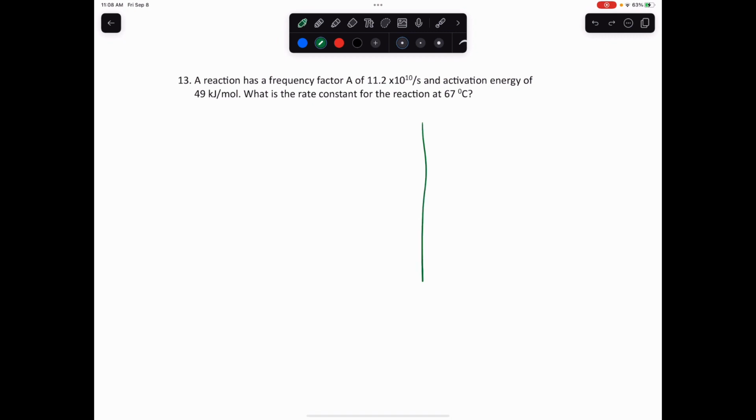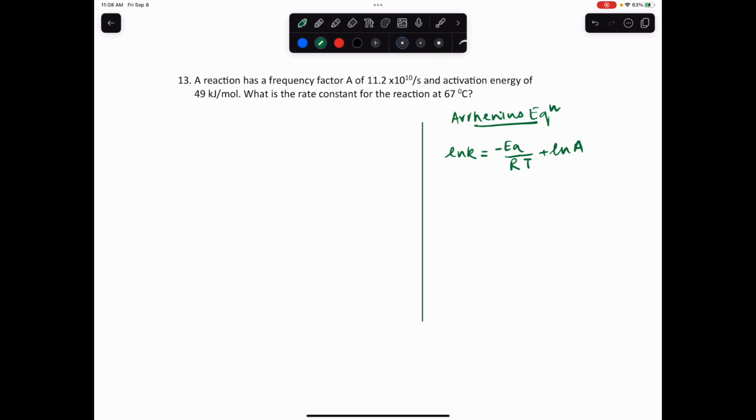So I'm just going to go ahead and, on the right-hand side, write the Arrhenius equation. The form we're going to use is the logarithmic form. So we have ln of k, the rate constant, is equal to negative EA over RT, plus ln of A, which is the frequency factor.